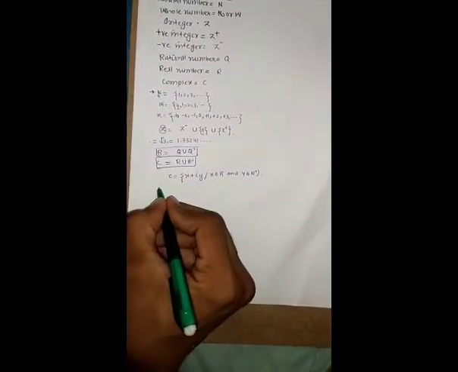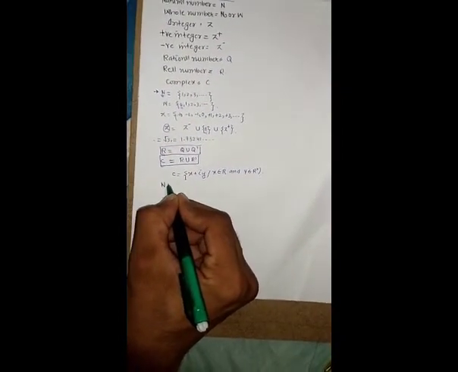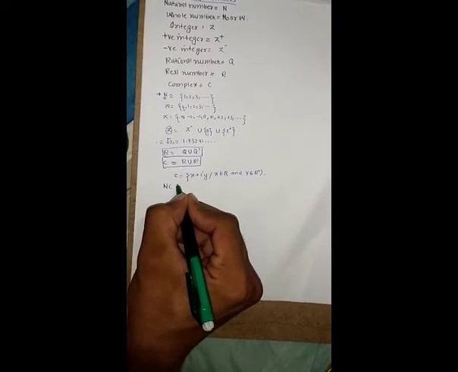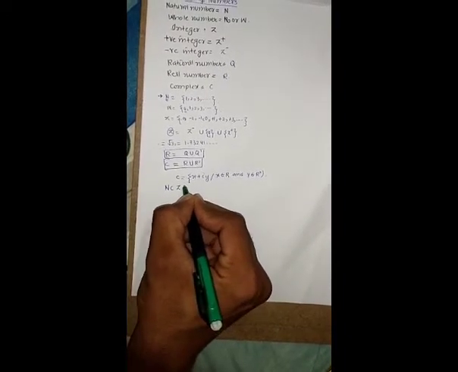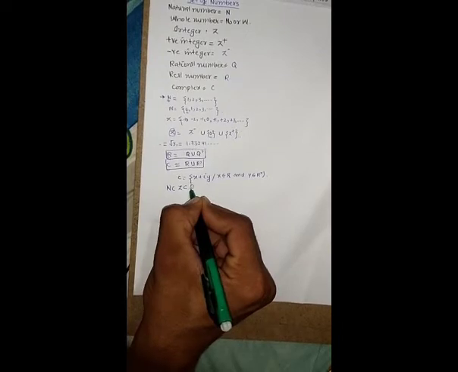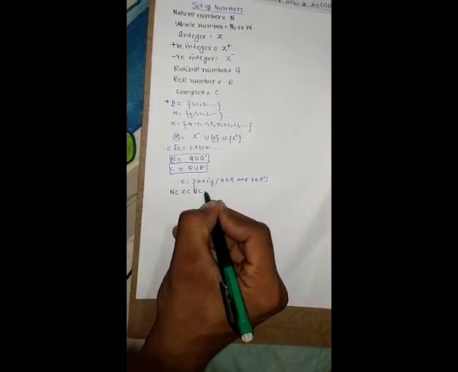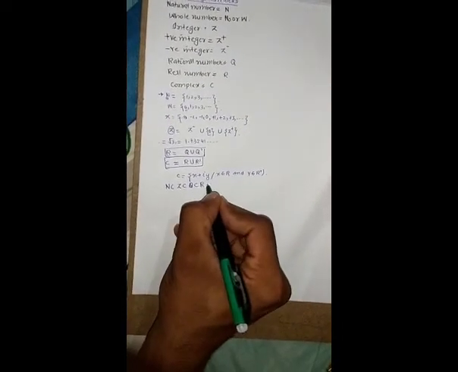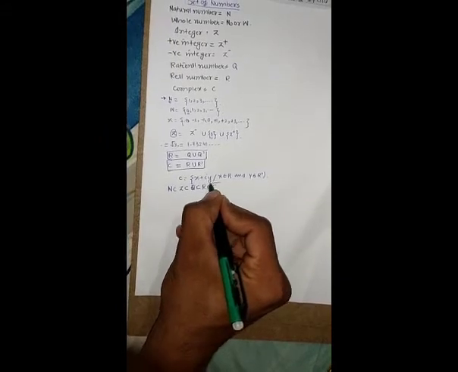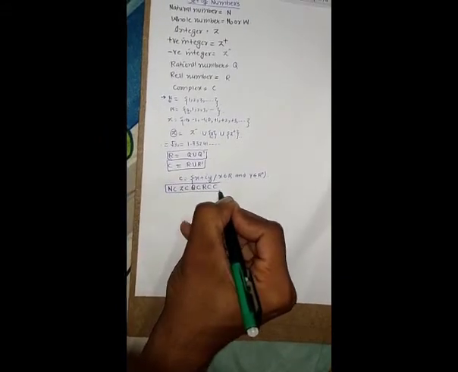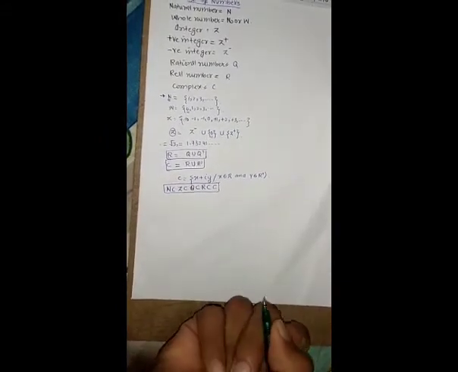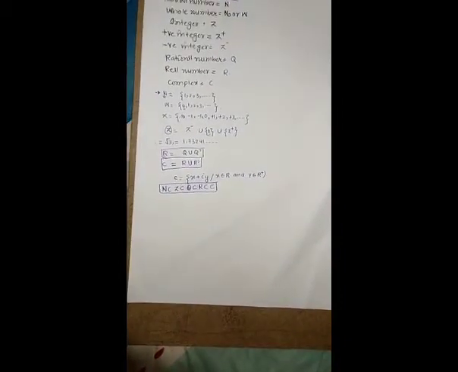In the short trick, we can also remember that natural numbers are a proper subset of integers Z, and integers are a proper subset of rational numbers, and rational numbers are a proper subset of real numbers, and real numbers are a proper subset of complex numbers. This is a key point which we can use to solve any kind of problem.